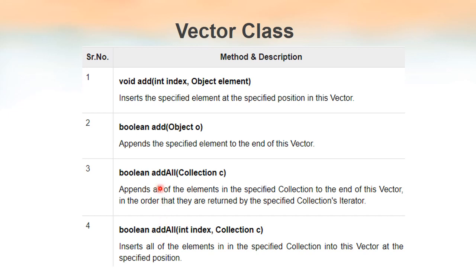Now as you can see, this is method overloading. We have two methods with the same name but their parameter lists are different. What's the difference here? There is one more parameter other than this, an index number. This means all the elements in this collection will be added from this index. Suppose the index number specified here is 5, all the elements inside this collection will be inserted from index number 5 in the corresponding vector.